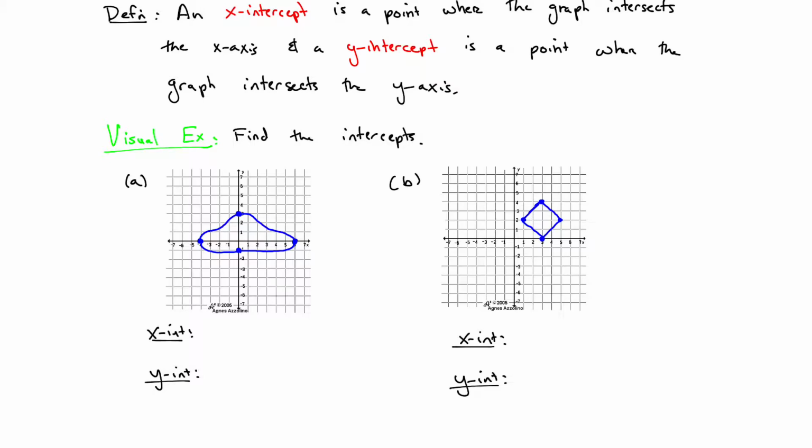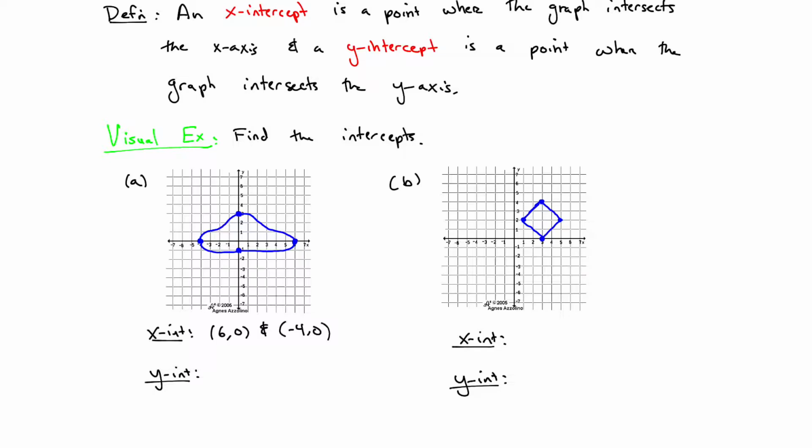So, the x-intercepts for the first graph are going to be the places where it crosses the x-axis, which is precisely right here and right here. So that's going to be (6, 0) and (-4, 0).